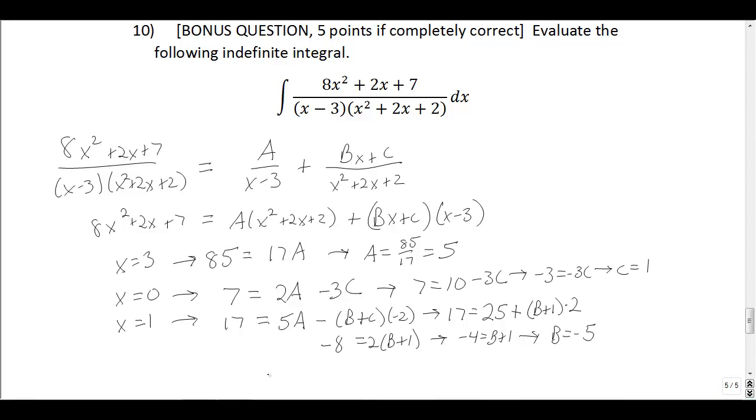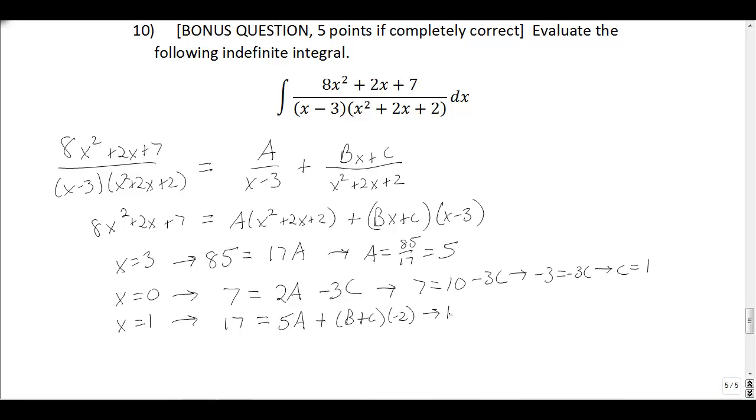I get 17 equals 5A. Let's see, minus 2. Oh, this minus here. I put a minus here thinking it was minus. That should have been a plus. So all this here is not correct. Generally correct, but I'm going to get rid of this and we'll solve this again.